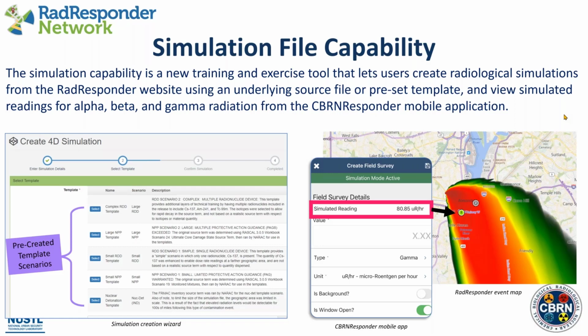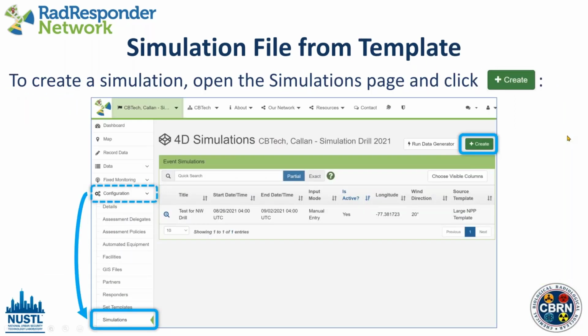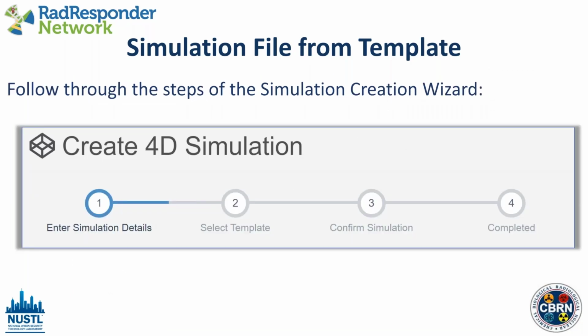So that was a very high-level overview. I'm going to go a little more in depth of what you will need to do during the drill. So once you're in your event space, you will see under the configuration menu from the left-hand side menu, the simulations page. Once you're on that, you want to create. The simulation process is a 4-step wizard, so it will walk you through the required fields and other information that you need to fill out.